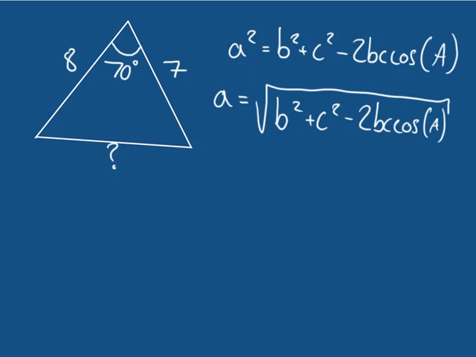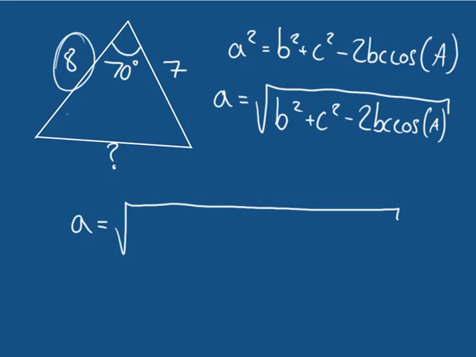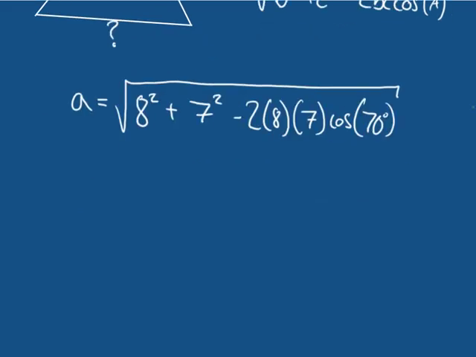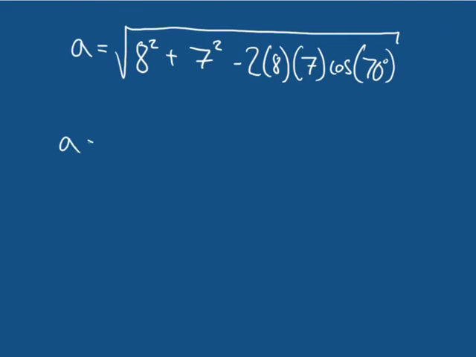So now that we've got that, let's put our numbers into this equation. So we're going to find A, and A is equal to the square root of B squared. Well, I'm going to say that B is our edge with a length of 8. So it's equal to the square root of 8 squared plus C would be 7. So 8 squared plus 7 squared minus 2 times 8 times 7 times the cosine of our angle, which is 70 degrees.